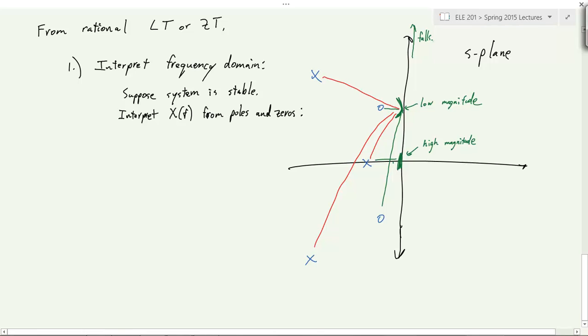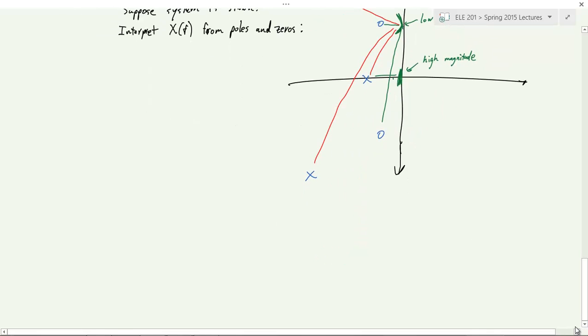Okay, so the point is I can easily understand, or at least get a rough picture of, the frequency response just by seeing which zeros and which poles are close to this imaginary axis. All right, let me do it in the Z transform and see if this starts to sink in.